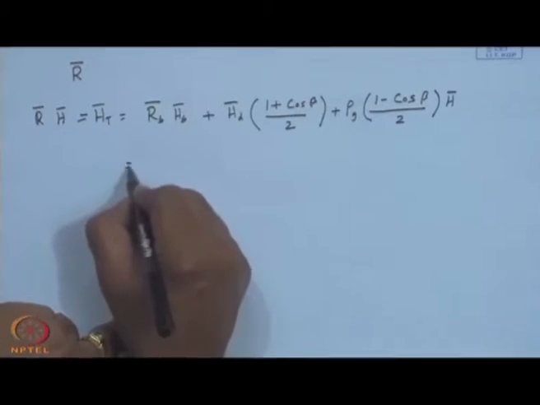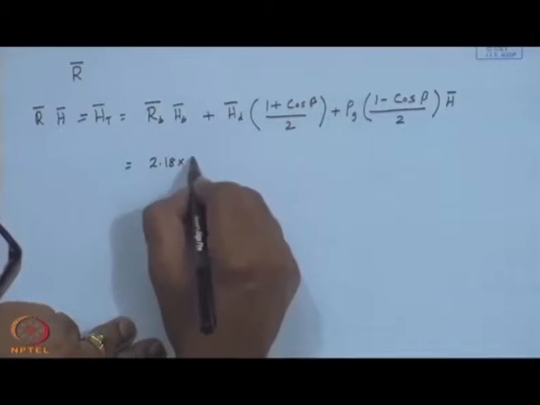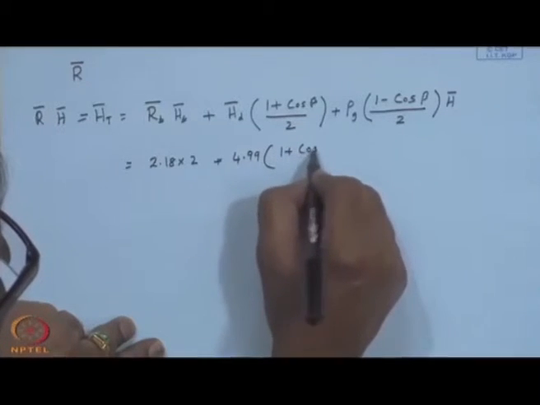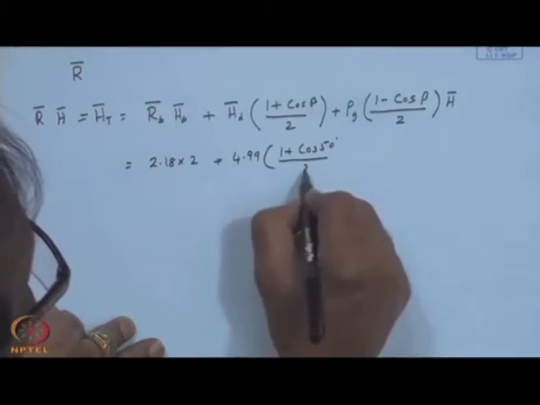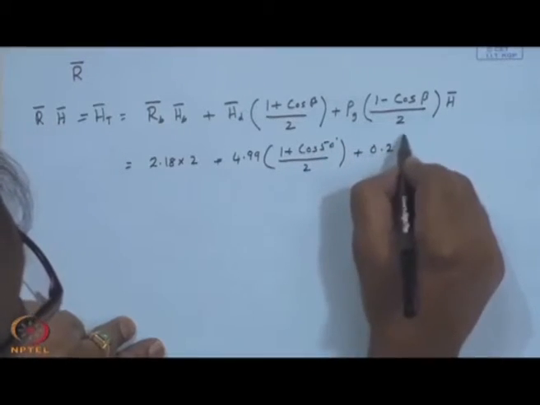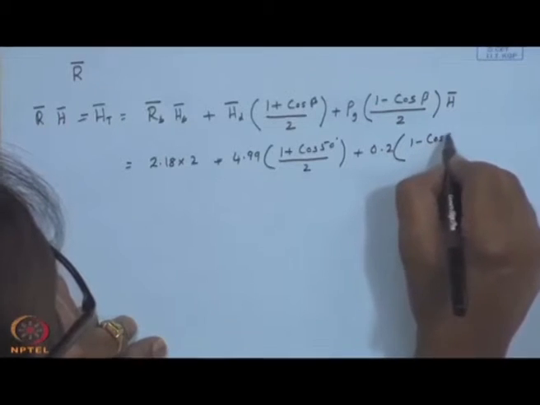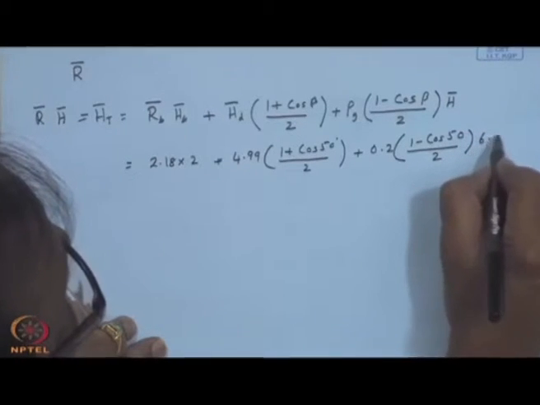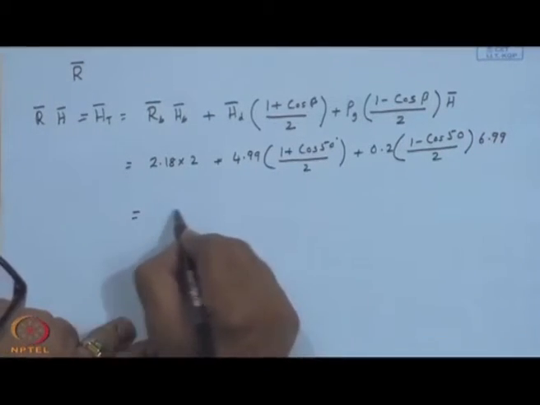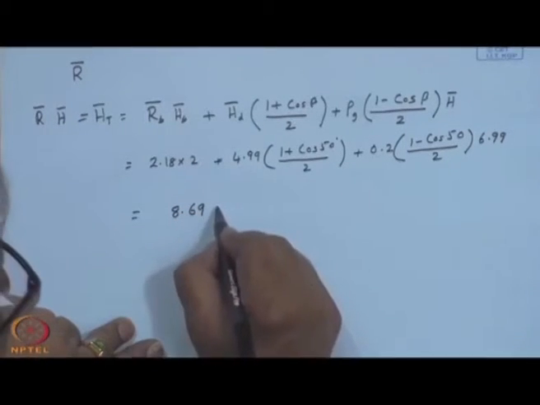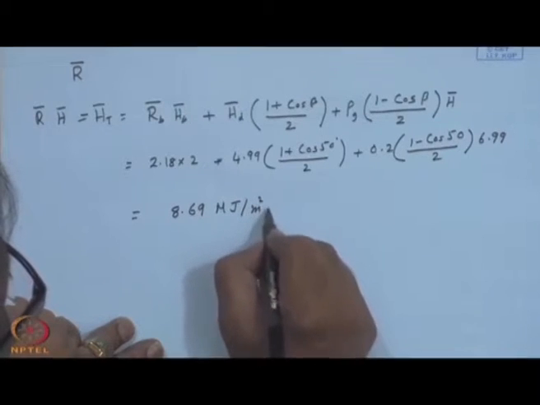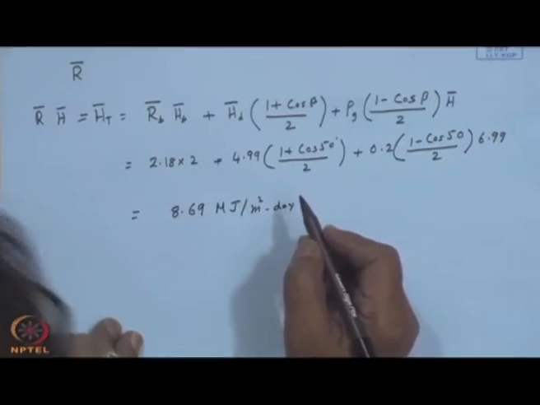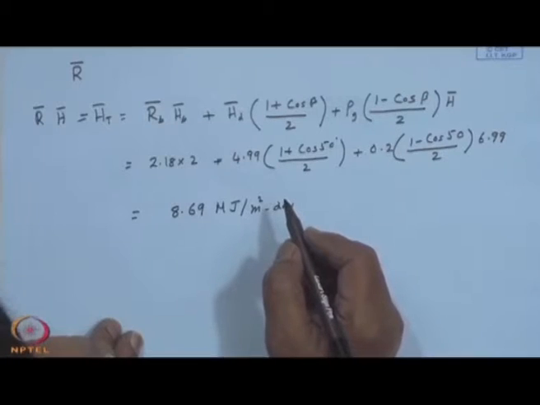So, this will be 2.18 into 2 megajoules plus 4.99 into 1 plus cos 50 degrees, that is the beta, by 2 plus 0.2 into 1 minus cos 50 by 2 into 6.99. That turns out to be 8.69 megajoules per meter squared day. This is the solar radiation falling on the collector surface in the month of December, the average daily value.